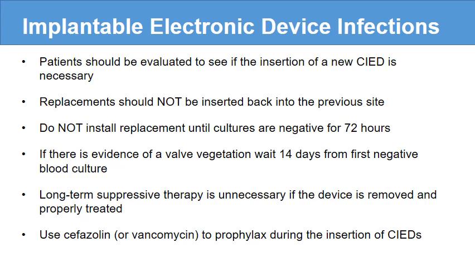If the patient actually has valve involvement, so they have a vegetation on their valve confirmed from an echocardiogram, that would be an indication to wait 2 weeks from the first negative blood culture. The reason being that if you put the leads back into the heart where the vegetation is, then the leads will become compromised and you'll end up having to remove the device again. And so you really want to make sure that when you place the new device in, you're not going to seed a new infection by giving bacteria a place to adhere to.